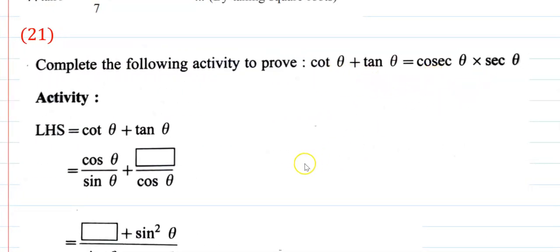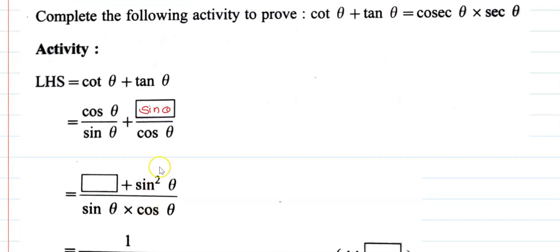cot theta plus tan theta is equal to cosec theta into sec theta. Now consider the LHS first: cot theta plus tan theta. Cot theta is cos theta upon sin theta, and tan theta is sin theta upon cos theta.